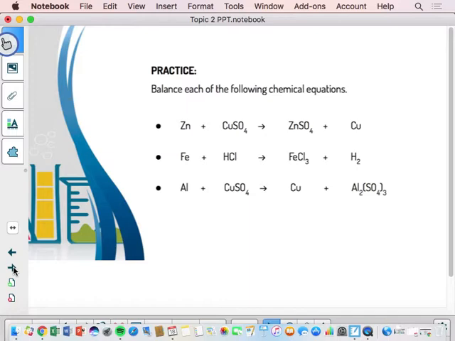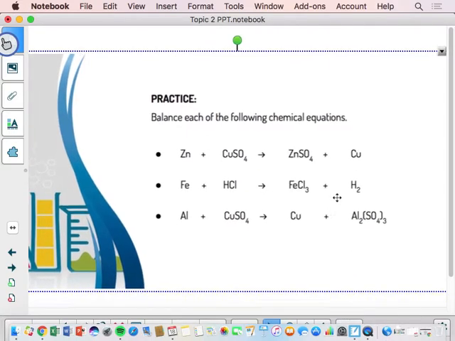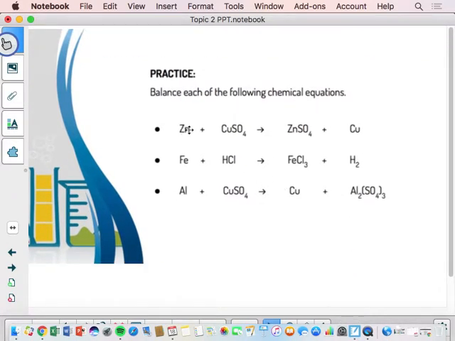So there's some practice ones here. It says balance each of these. Does it give you space? Do you want to do them together or try them on your own? Do them together, okay. Can I make space? No, this is just a picture.